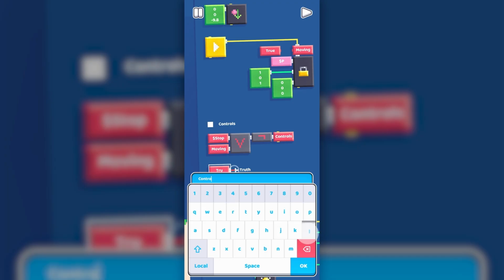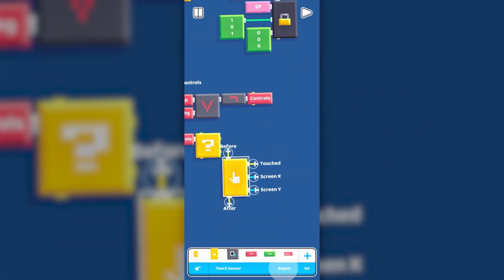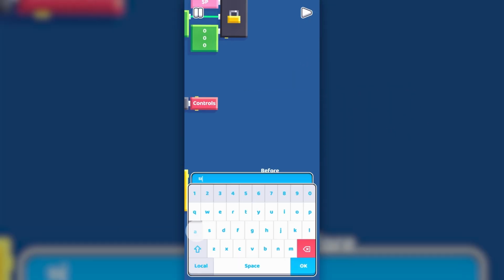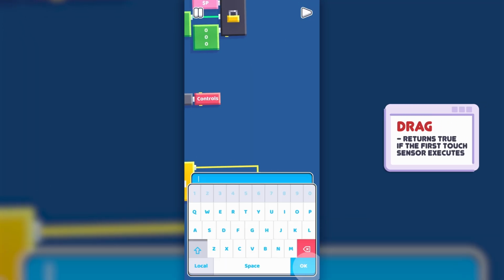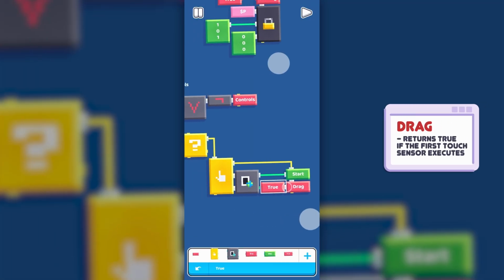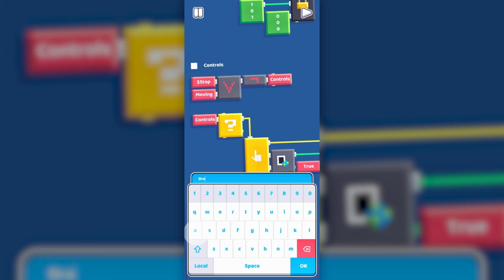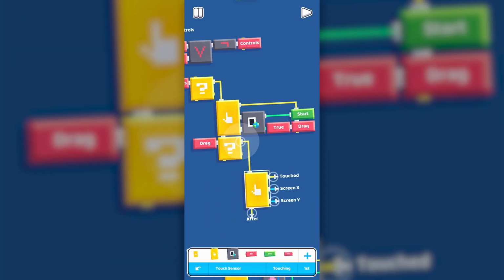While this is active, let's attach a touch sensor, set the begins, and save the starting touch position to a variable and set the boolean drag to true, which tells us that the player is currently dragging the screen. While this is true, we connect another touch sensor, set the touching, and save the current touch position.